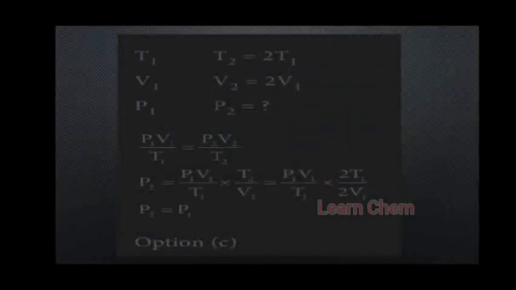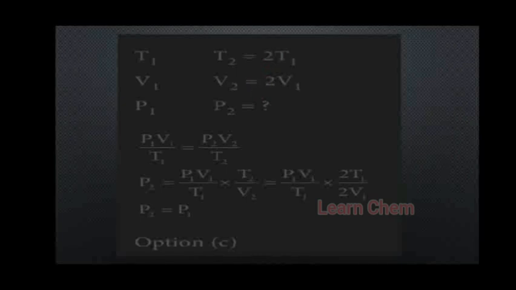We know for an ideal gas for two systems, P1 V1 by T1 equals P2 V2 by T2. So what are the values given? T1, V1, P1 are given. And we have to find the P2 value if the temperature and volume are twice. When both are increased two times, what change will there be in the initial pressure?